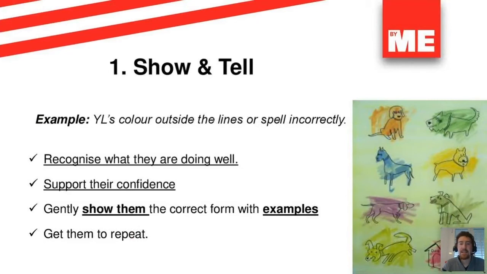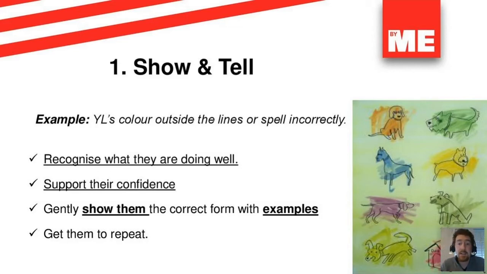Let's take this as an example. So this is an example of a young learner coloring outside the lines. This can also be applied to incorrect spelling. Okay, so we look at this. The student was tasked with coloring in the different animals, the different dogs. But of course, they've colored outside the lines. They haven't colored in what we deem to be the perfect. Okay. However, we can approach this in different ways.